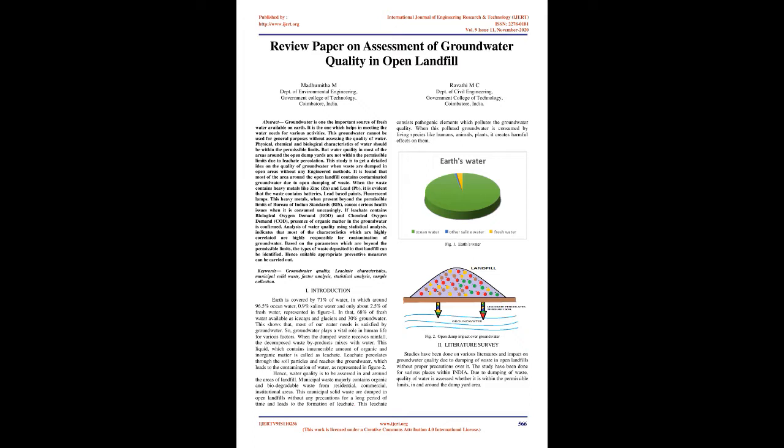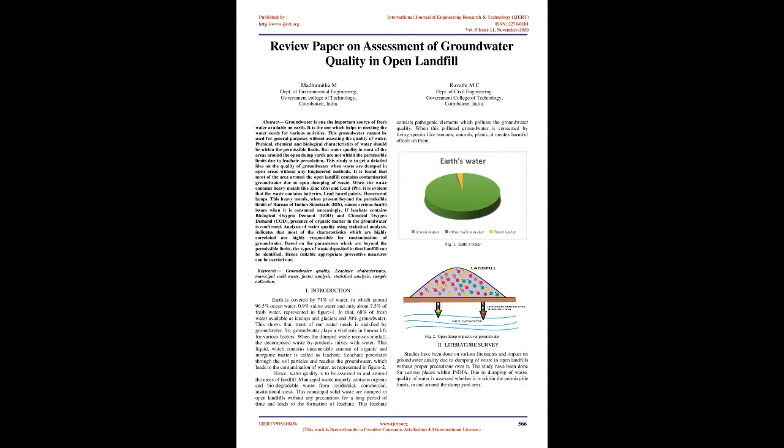When the dumped waste receives rainfall, the decomposed waste byproducts mix with water. This liquid, which contains innumerable amounts of organic and inorganic matter, is called leachate. Leachate percolates through the soil particles and reaches the groundwater, which leads to the contamination of water, as represented in Figure 2. Hence, water quality is to be assessed in and around the areas of landfill.